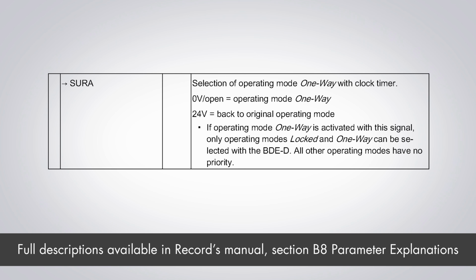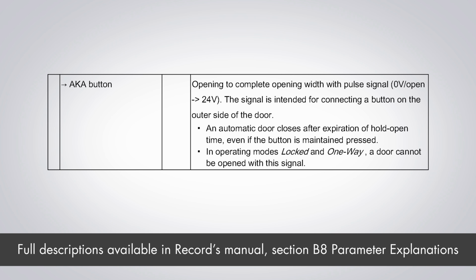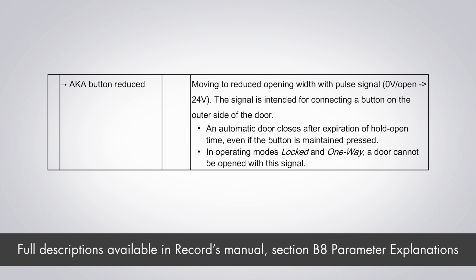SURA, you could fit a timer for it to turn the door to one way. So again, when the input is activated, the door will become a one-way door, reverting back to its previous status once it's reset. Button AKA, external push button. Button AKA reduced, that is an external button, but the door will open to its winter setting.